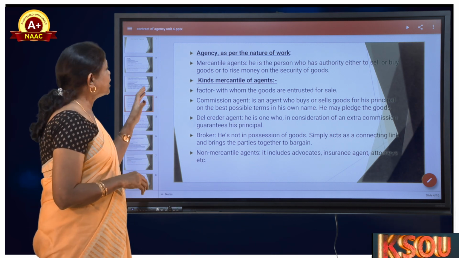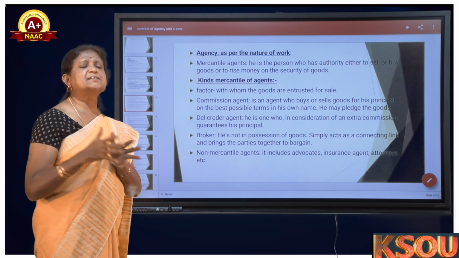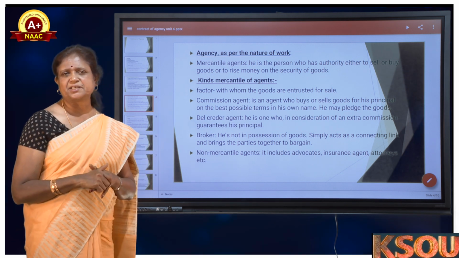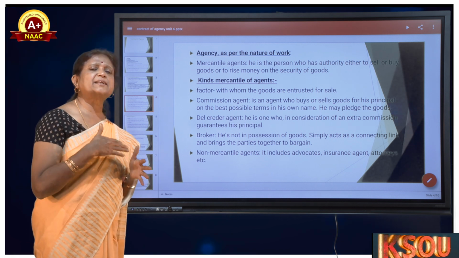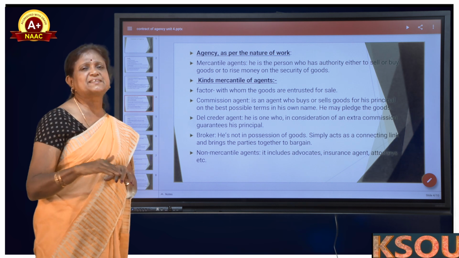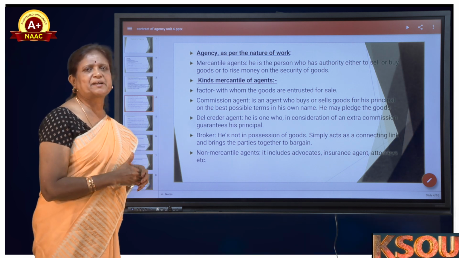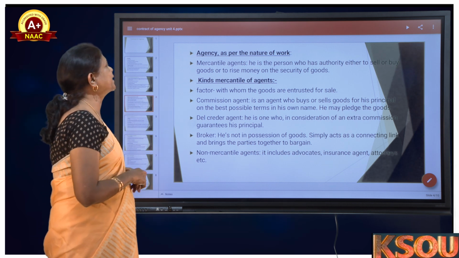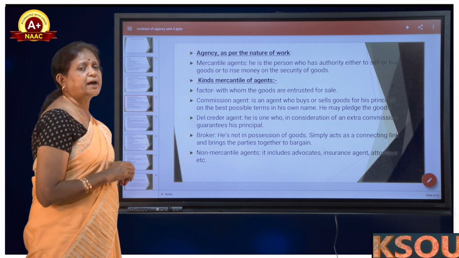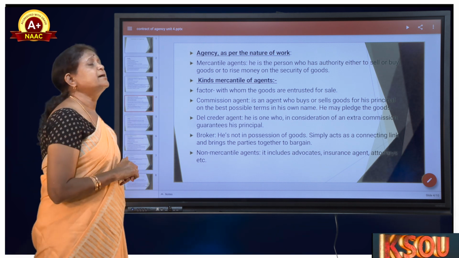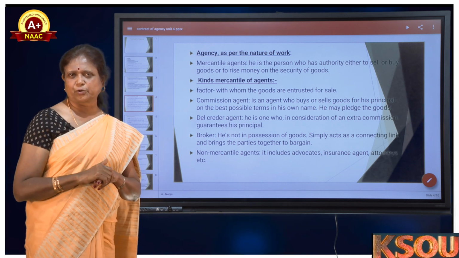And also, according to the nature of the work, these agencies can be created. Say for example, a mercantile agent. Mercantile, in ordinary usage, in the case of business, any sale or any purchase, the person is called a mercantile agent. So a mercantile agent has the authority to sell the goods as well as buy the goods, or he can raise money on the security of the goods.